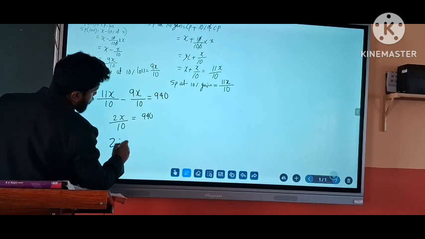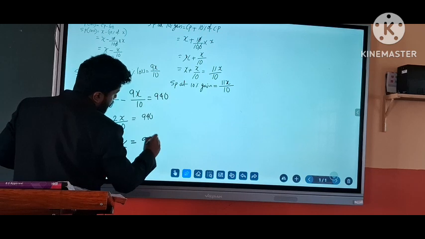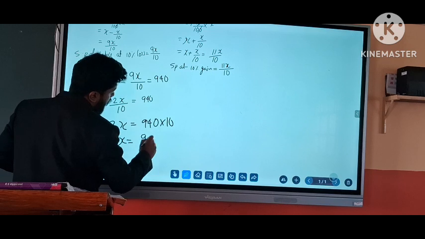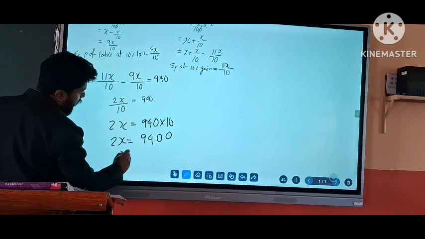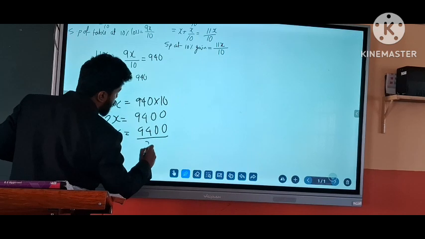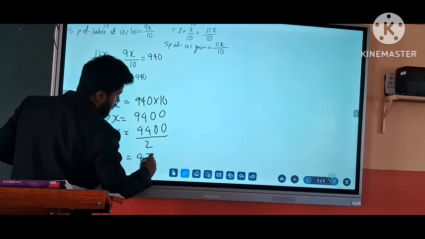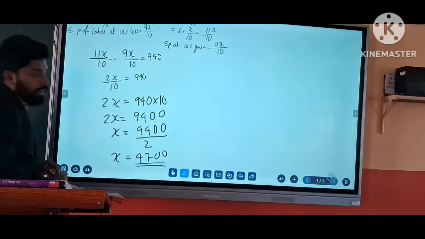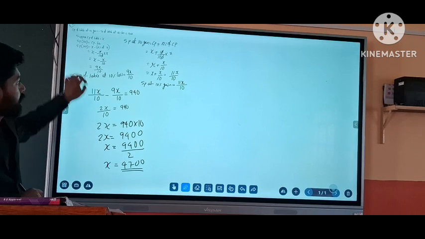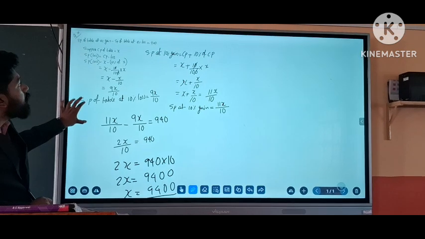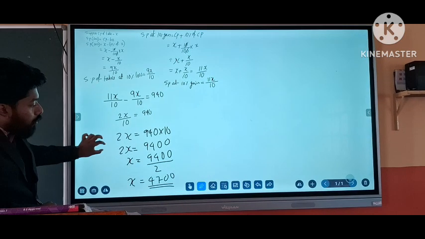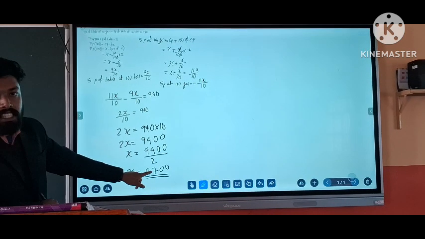Now 2X is equal to 940 into 10, that is 2X is equal to 9400. Now X is equal to 9400 upon 2, that is X is equal to 4700. Is it clear? What is our X value? We assumed that X is the cost price of the table. So the cost price of the table is 4700.